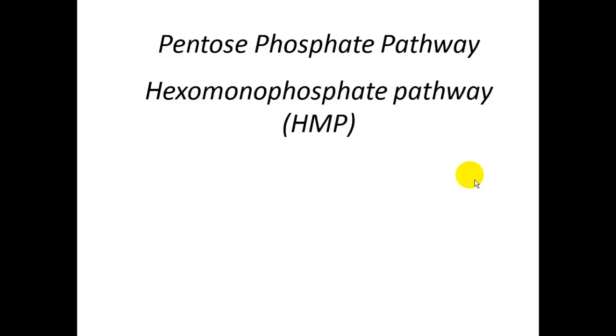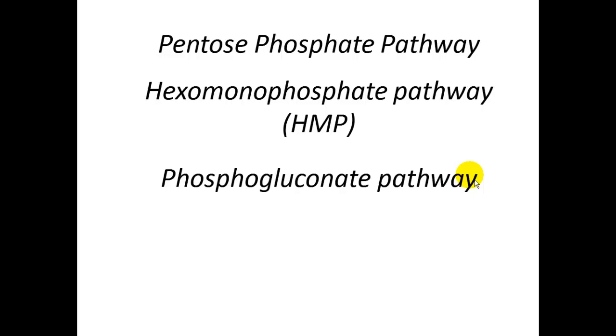The pathway also exists by other names. One of them is called the hexose monophosphate pathway, or HMP. It's also known as the phosphogluconate pathway because one of the intermediates in the pathway is phosphogluconate.